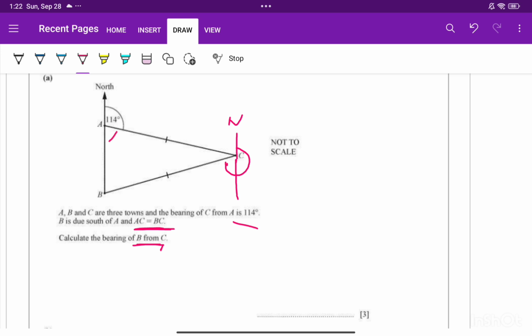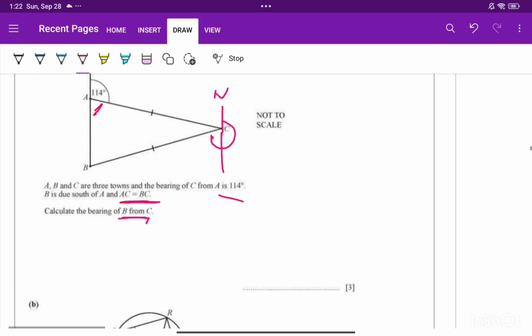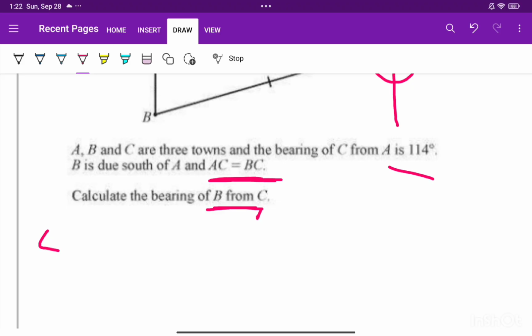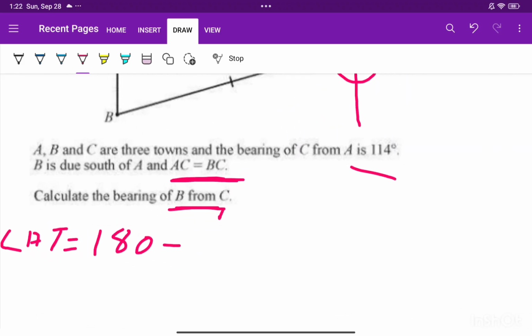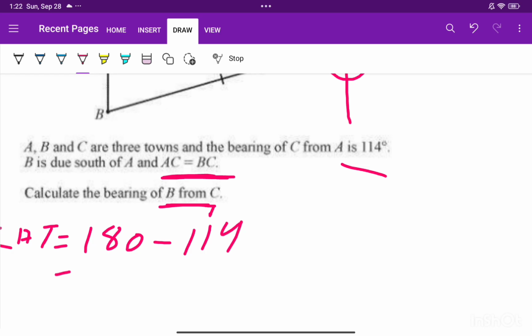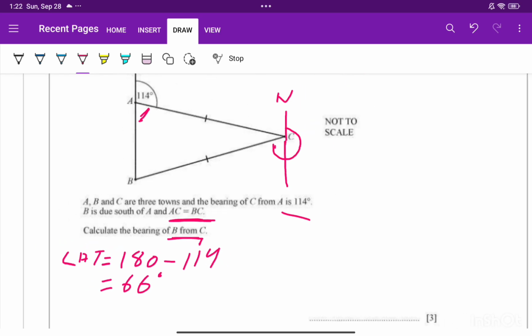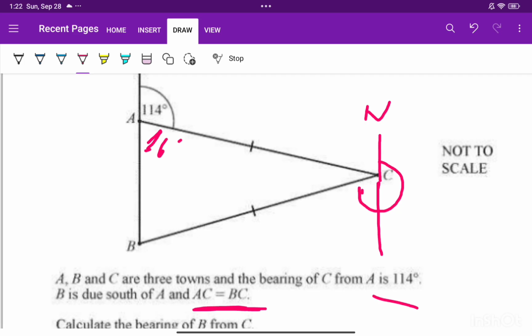First we will find this angle. As this is a straight line, angles on a straight line add up to 180. So this will be 180 minus 114, which will give us the answer 66 degree. And this is becoming an isosceles triangle ACB, so this angle will also be 66. They are isosceles because these two sides are equal.